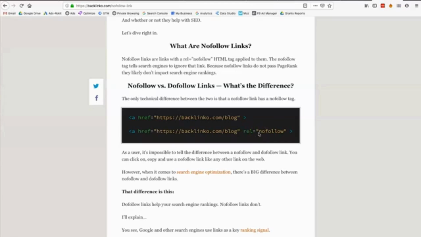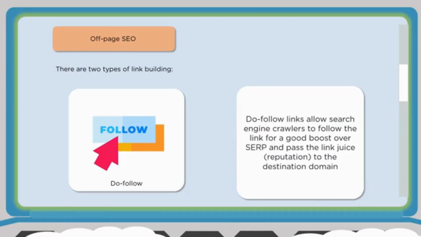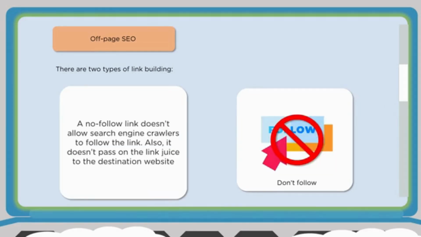Okay, so if you see that in the link pointing to your site from that external site, then that means you're not going to get credit for that backlink. So you always want to shoot for a do follow link, because that means you're going to get credit for the backlink. So again, do follow links allow search engine crawlers to follow the link, and if they can follow it, you're going to get what they call link juice, and that's going to establish some reputation to your domain. A no follow link basically doesn't allow the search engines to follow that link, so it doesn't pass on the link juice.